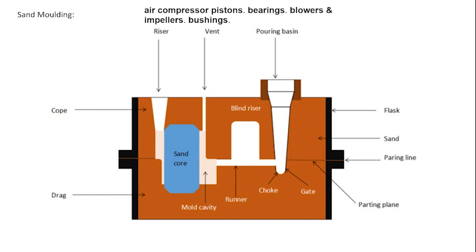So, let's start with sand molding. This diagram shows the mechanism of sand molding. It is simple. They use sand to form your mold, and if you need holes, you use a core, which is known as a sand core. We have also studied the cope, drag and gating design for the sand molding process. This is a very simple kind of casting process. Its applications are air compressor pistons, bearings, blowers, impellers and bushings. This kind of casting may have some defects also.